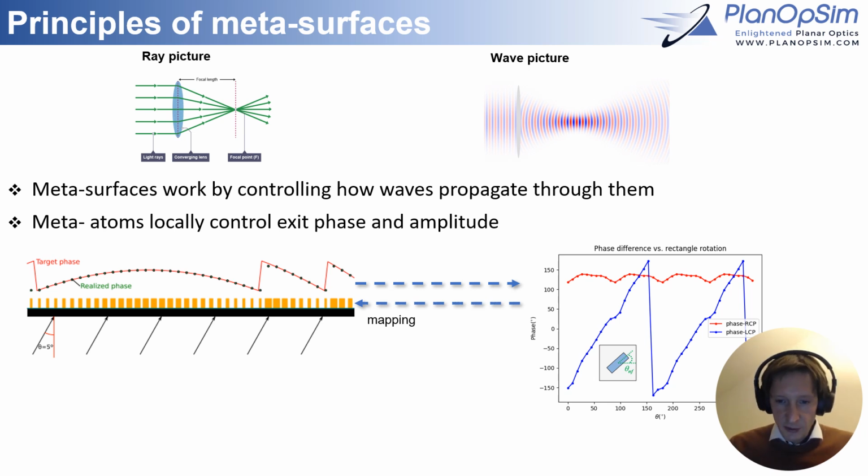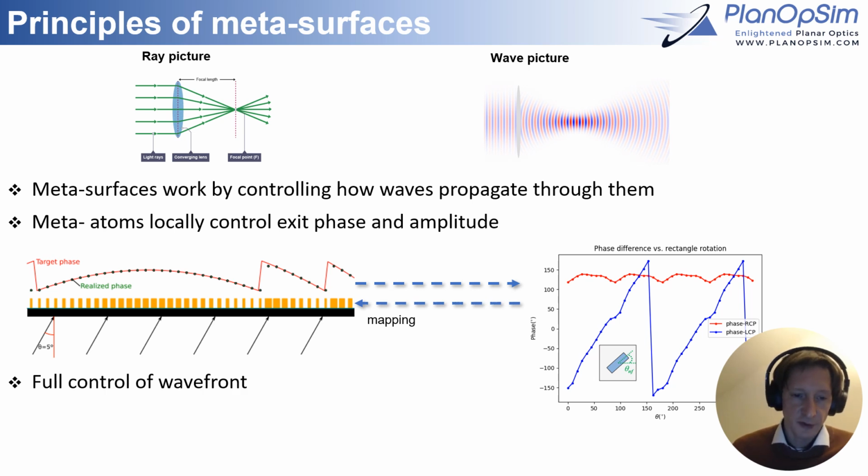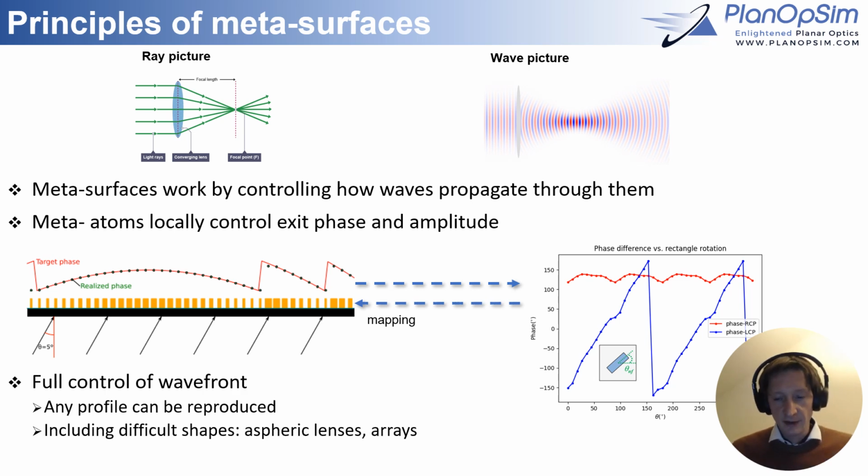So if we now use our meta-atoms to locally create the wavefront, the phase that we want, and then we can map this library of structures back to the phase front that we want, we can in principle make any type of lens or any optical component that we want. So we have full control of the wavefront. And this is particularly interesting for profiles that are hard to produce as a conventional lens, for instance, for aspheric lenses or rapidly changing arrays of lenses, just to name a few, and we will see more examples of this as we go on with the seminar.